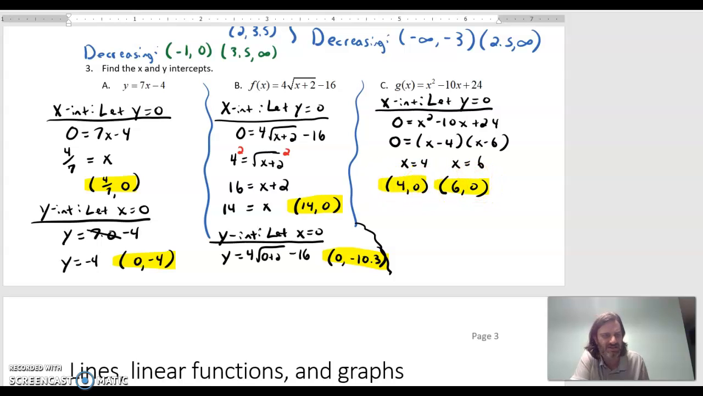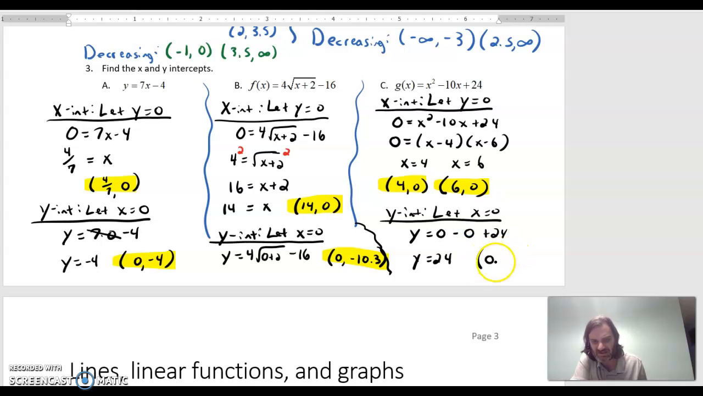We saw more than that in some of the graphs that we just made up above. And then for the y-intercept, we'll let x equal 0. So when we plug 0 in, we get 0 squared minus 10 times 0 plus 24. So eventually we get y is just 24. So that y-intercept is 0, 24.